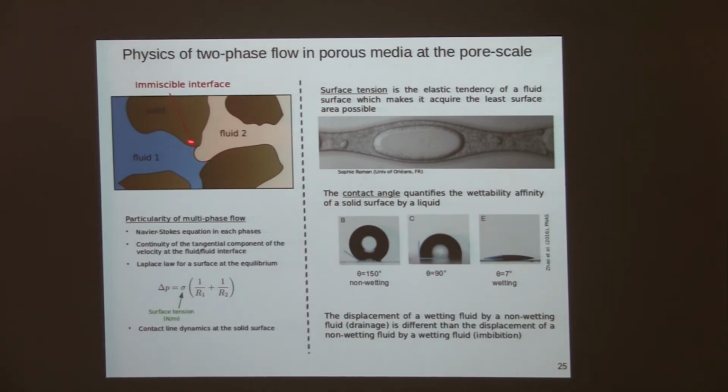Eventually, you have a condition at the interface between one fluid, the second fluid, and the solid, and you have to define the boundary condition here. So the physics is like that. You have the Navier-Stokes equation in each phase, applied to fluid 1 and to fluid 2. And you have a continuity of the tangential component of the velocity at the fluid-fluid interface. But you don't have a continuity of stresses.